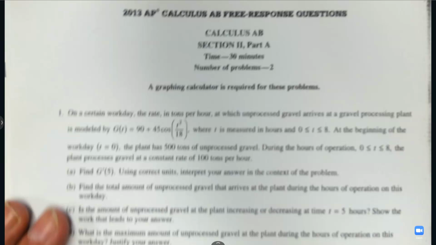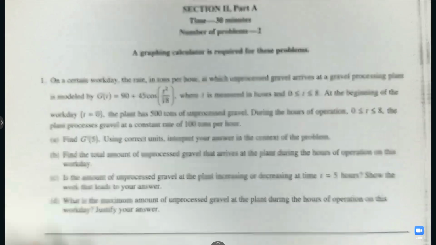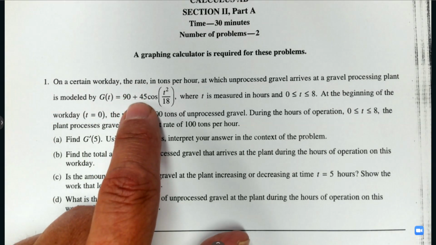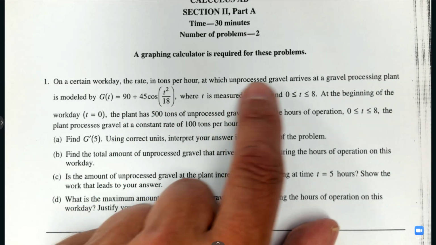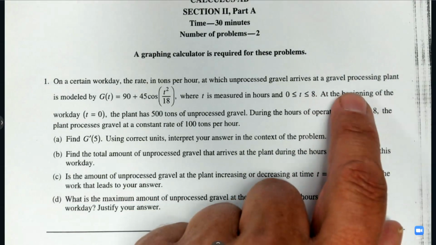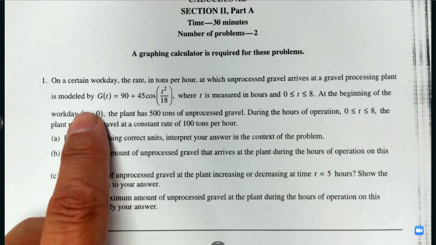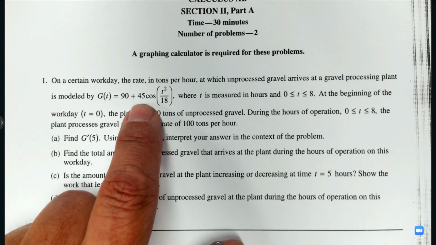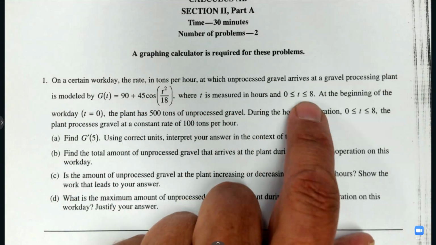All right, this one is from 2013. So let's read this together again. On a certain workday, the rate, so again this is a rate story, at which unprocessed gravel arrives at a gravel processing plant is given by this equation. I know I'm going to type that into Desmos. And t is measured from 0 to 8.